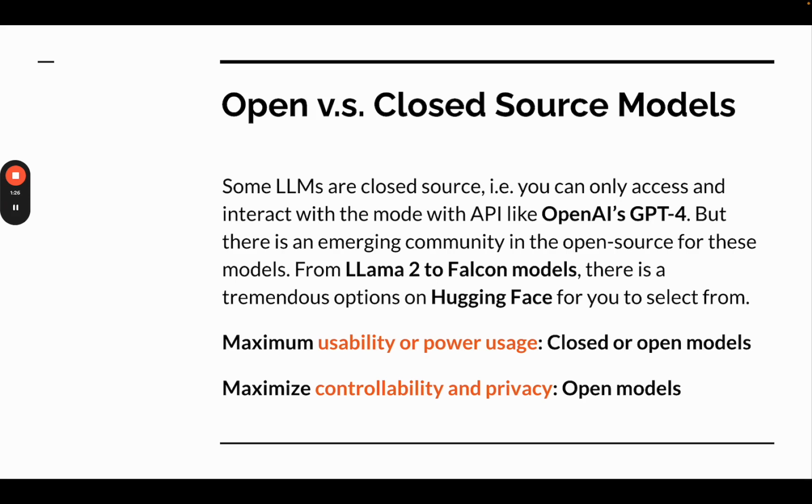So, how do we actually select which model to use? If you want maximum usability, and you don't have, for example, a local GPU powerful enough to run a large language model, then I would suggest you choose a closed source model. But if you want maximum controllability and privacy, and you don't want to send data over an API, then you can select an open model, as a way to download the model weights and run inference on your own computer.